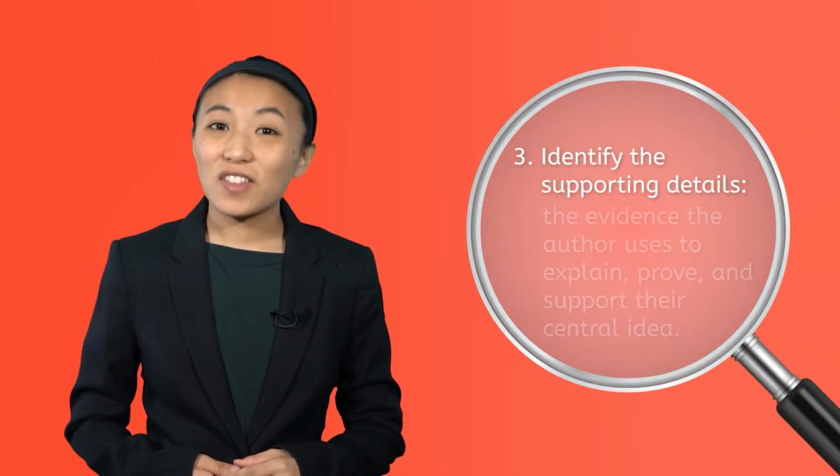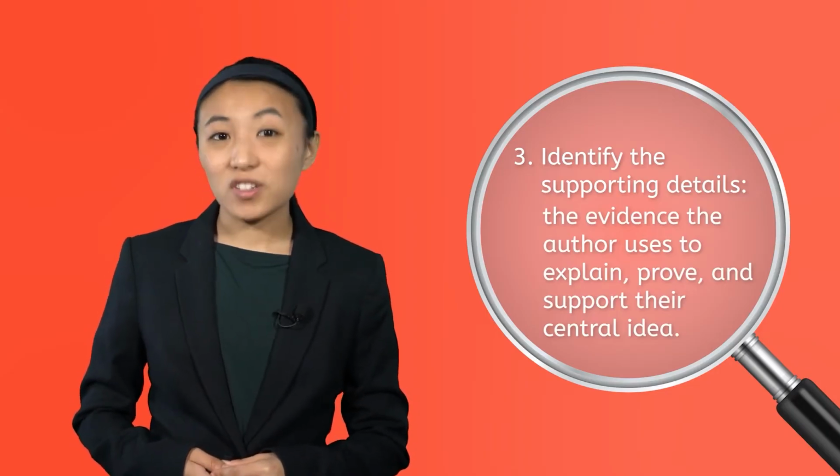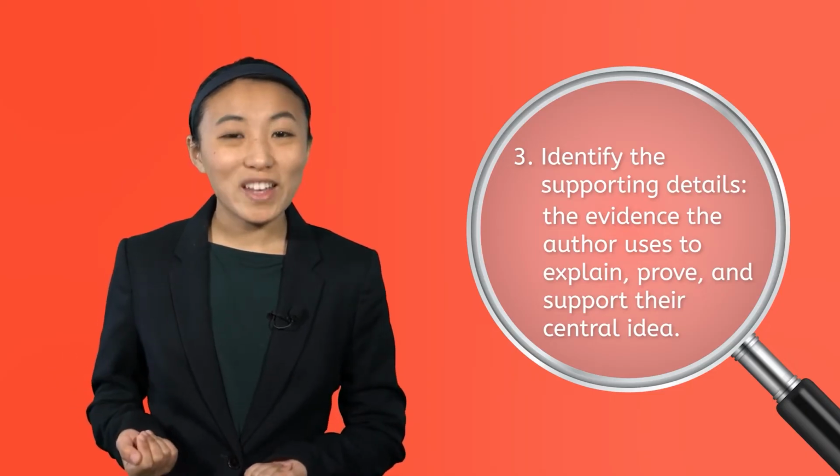We know why the author is writing the text and how they structure their information, but what exactly are they saying? Time for the third clue. The supporting details that the author provides. Supporting details are the evidence the author uses to explain, prove, and support their central idea. What details does the author use to explain themselves?